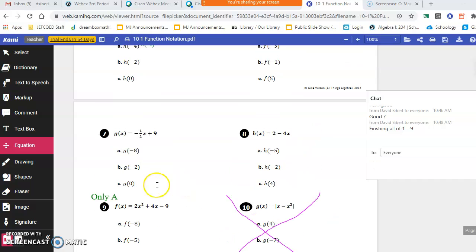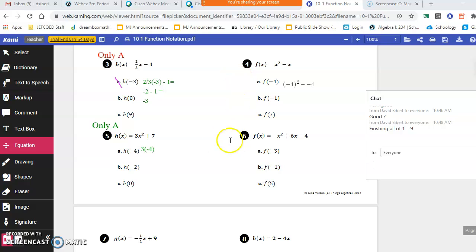Again, we're not looking at number 10 right now. And then you guys, again, will have 7, 8, 4, and 6. Y'all will have to complete all of those.